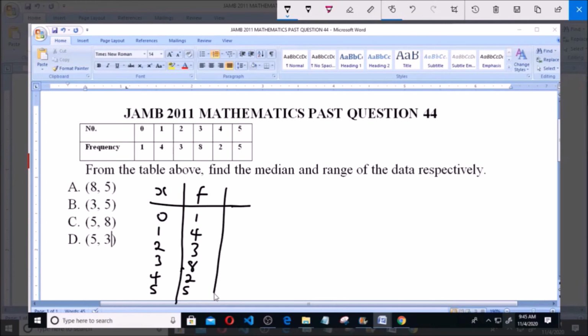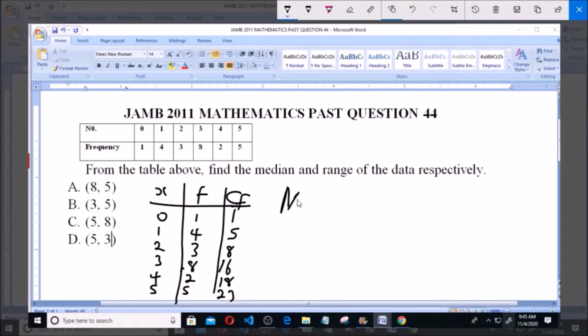Now for us to find the median, let's find the cumulative frequency of this distribution. So here we have 1 plus 4 will give us 5, so this is the cumulative frequency, CF. 5 plus 3 will give us 8, 8 plus 8 will give us 16, 16 plus 2 will give us 18, and 18 plus 5 will give us 23. So the cumulative frequency is 23, that is the total frequency is also 23.